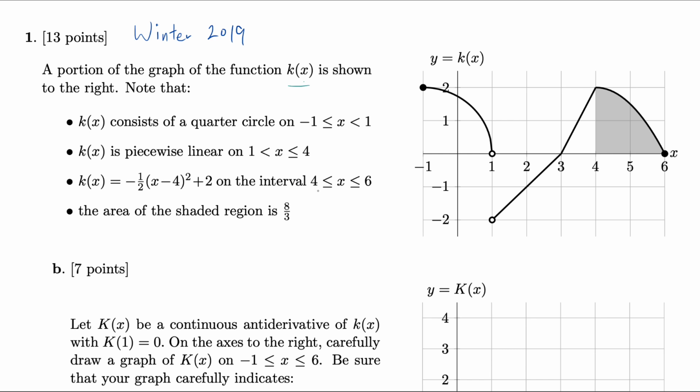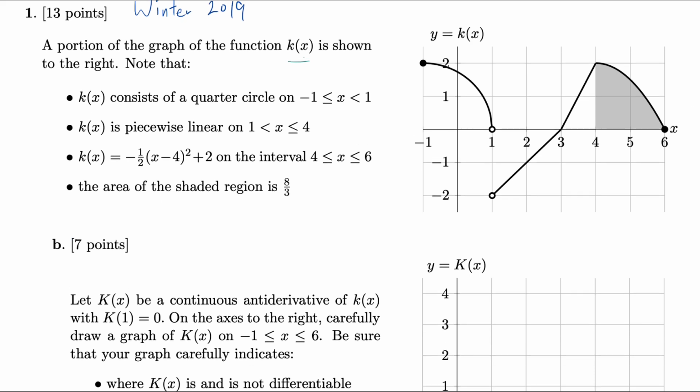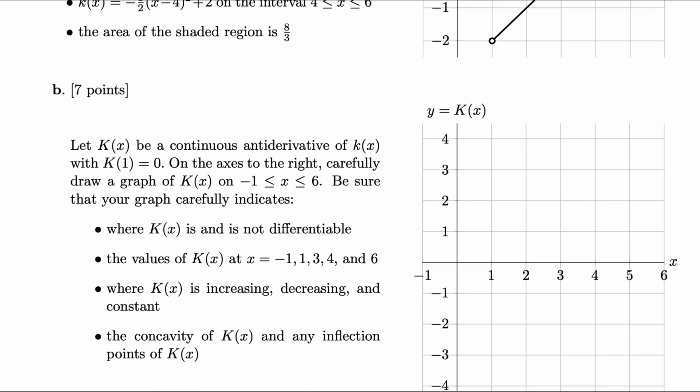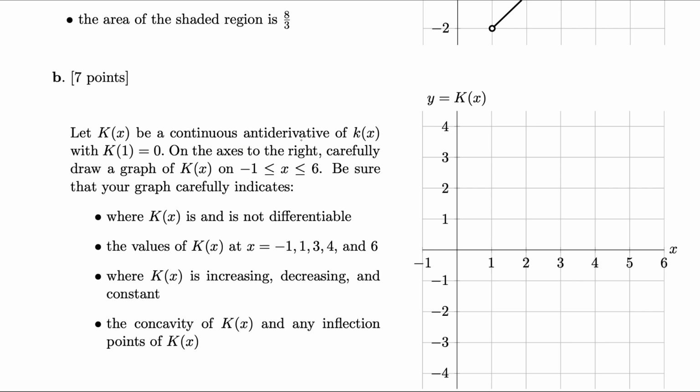And on the interval from 4 to 6, we see that we actually have a parabola. So it's this parabola, and we see it right here. And they even tell us the area underneath the parabola is 8/3. And given this, I want to take a look at part B of the problem, which asks us to graph the continuous antiderivative of k of x with K of 1 is 0.